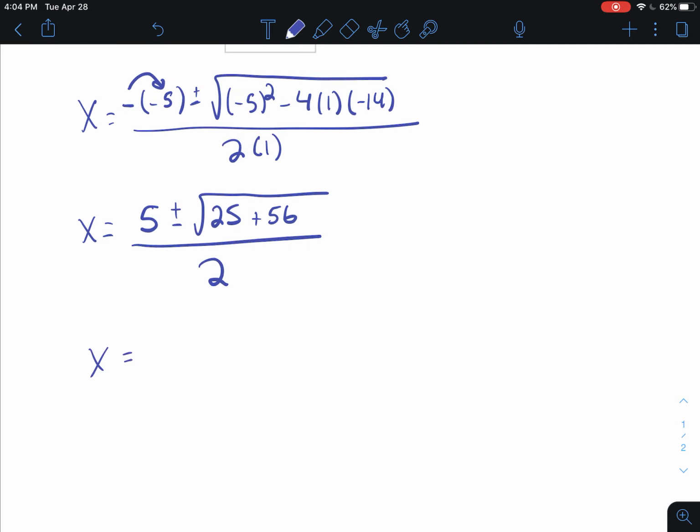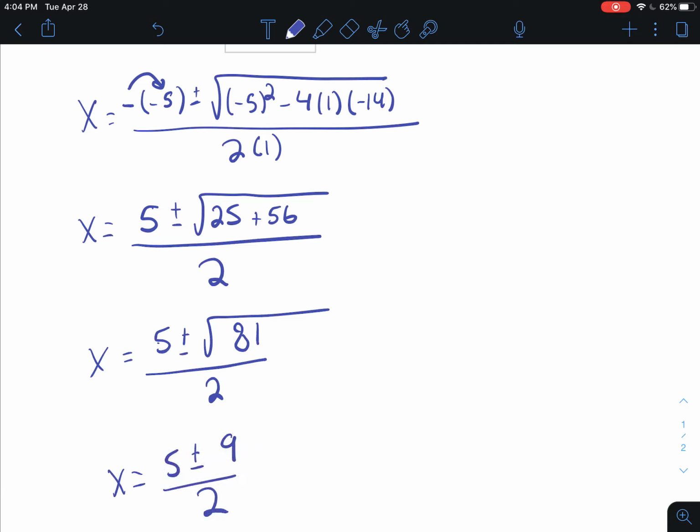Now we have to continue with the algebra. So this gives us x is equal to 5 plus or minus the square root of 25 plus 56. So 20 plus 50 is 70, 5 plus 6 is 11, so 70 plus 11 gives us 81. And then we divide it by 2. So then we're going to take the square root of 81. Well, that gives us x is equal to 5 plus or minus 9 divided by 2.